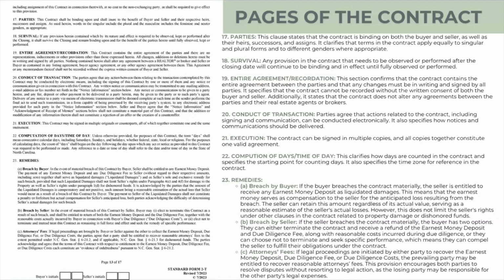Breach by seller. If the seller breaches the contract materially, the buyer has two options. They can either terminate the contract and receive a refund of the earnest money deposit and due diligence fee, along with reasonable costs incurred during due diligence, or they can choose not to terminate and seek specific performance, which means they can compel the seller to fulfill their obligations.